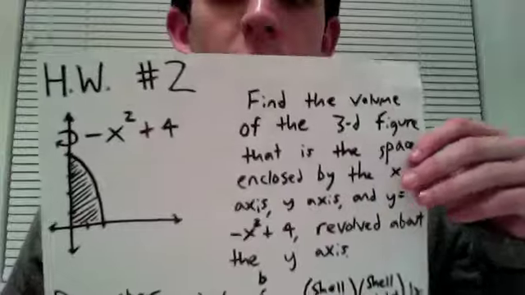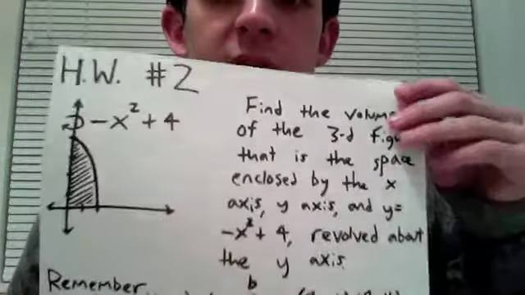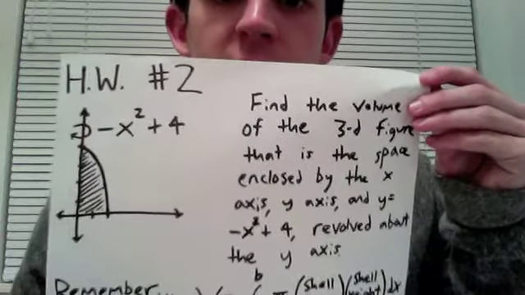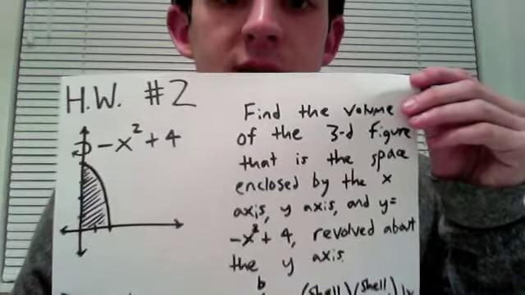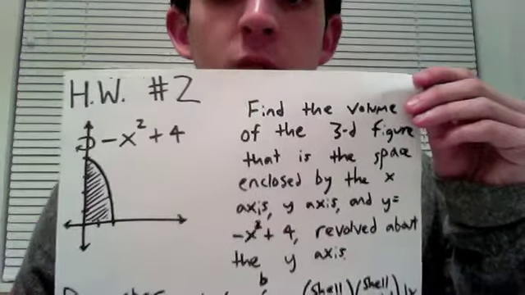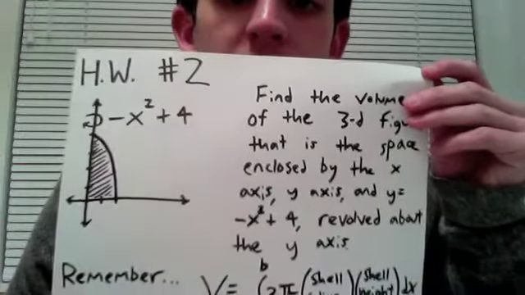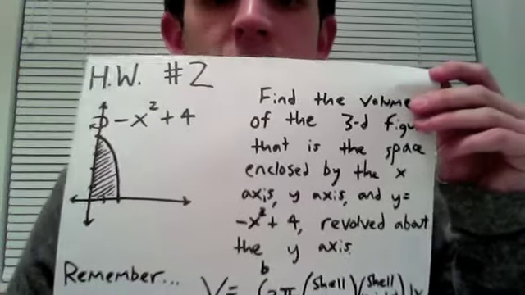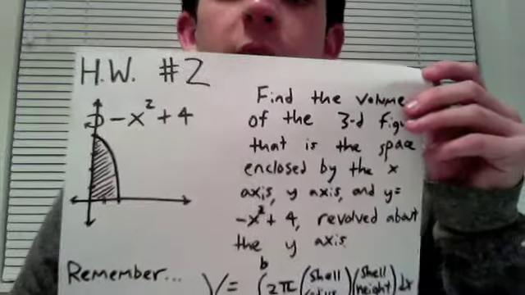So for the last homework problem, what you're going to be doing is finding the volume of the 3D figure that is this space that's enclosed by the x-axis, the y-axis, and the equation y equals negative x squared plus 4 revolved about the y-axis. And remember that the equation for the shell method is volume equals the integral from a to b of 2 pi times the shell radius times the shell height.